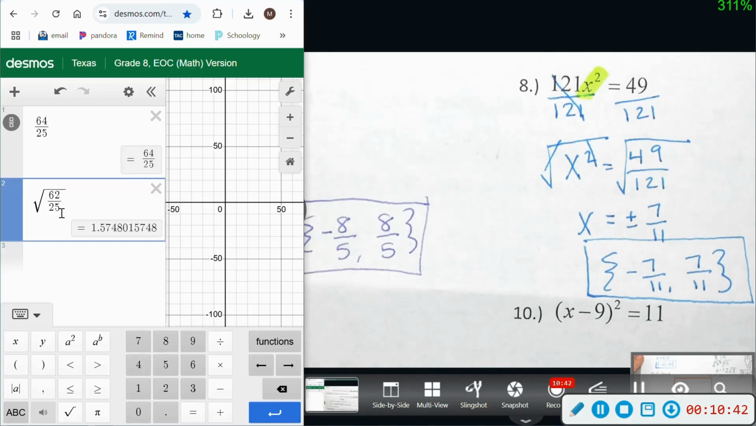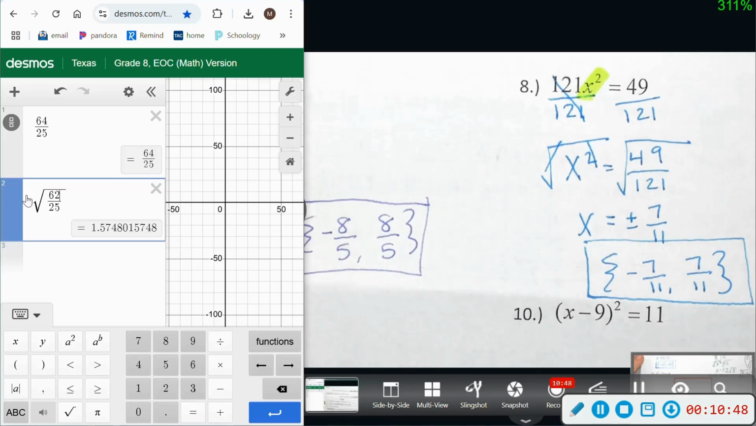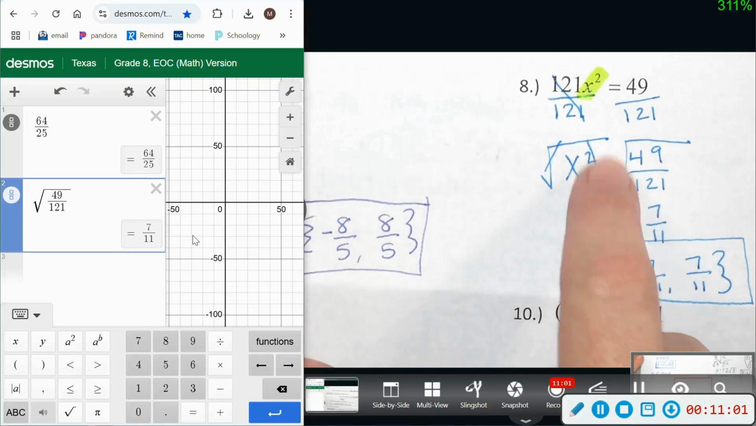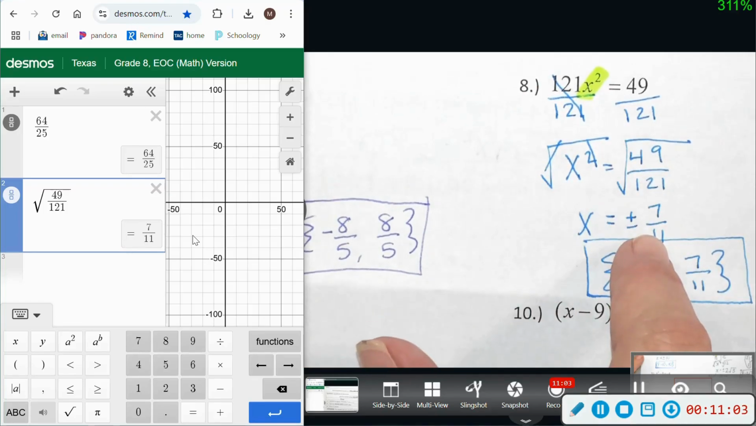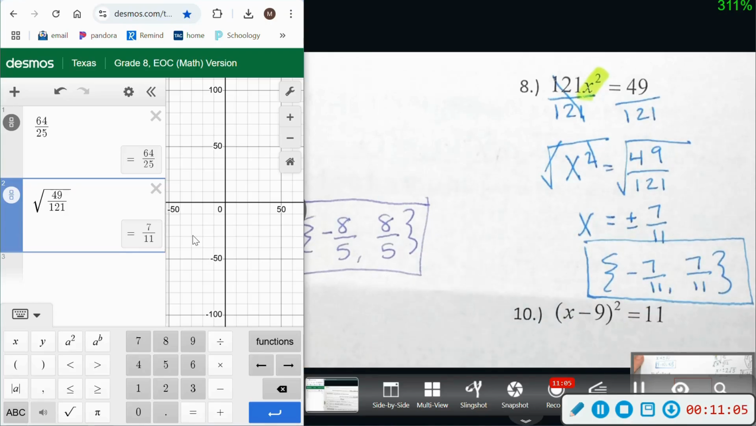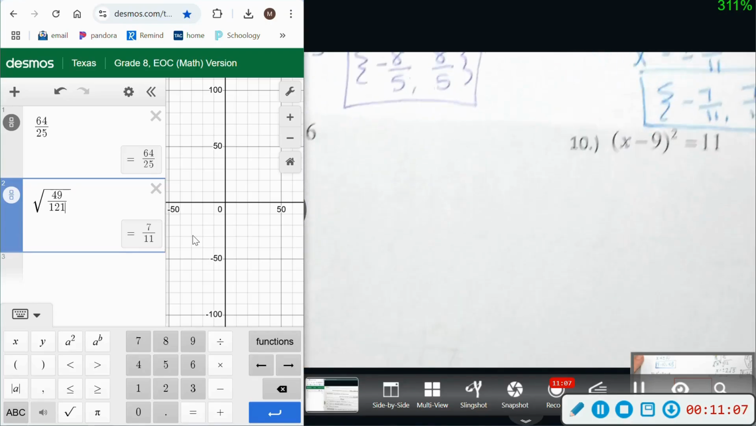Any questions with that one? You type in your calculator, just like we did the last one. So you'll type 49 over 121, turn it into a fraction. Yeah, you have to square root it. Your answer, when it looks like this, will never be the same thing without the house. It has to change. The only one that's going to look the same is 1.